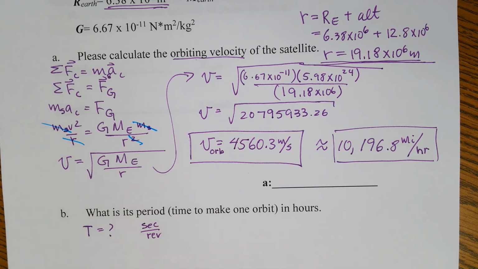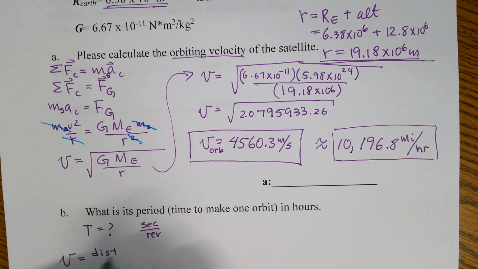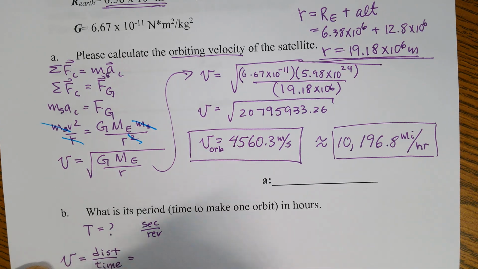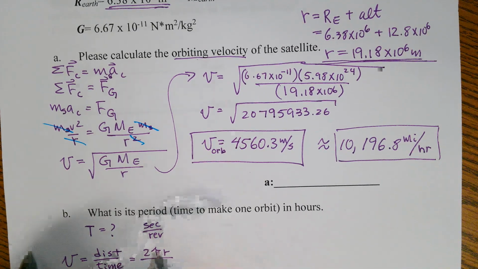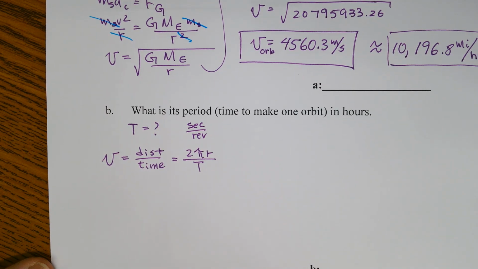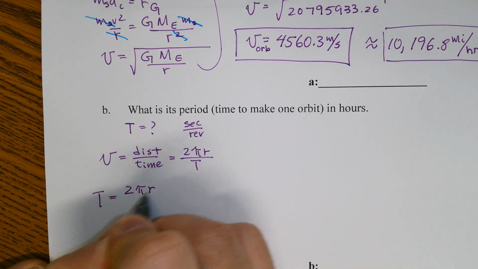Well, how do we figure that out? It's not that hard if you think about it. We know the speed, and the speed is equal to distance divided by time. That distance traveled is one complete circumference, 2 pi r. And the period is basically the time to travel that one complete circumference. Boom. So if we solve for period, T is equal to 2 pi r divided by v.